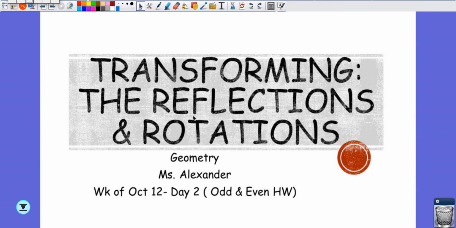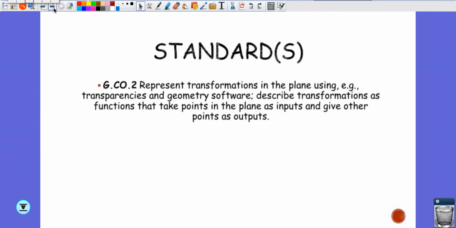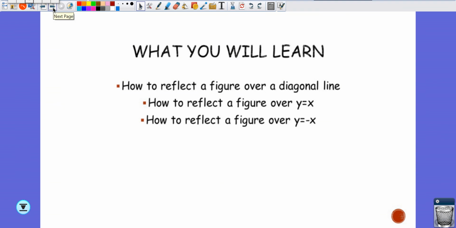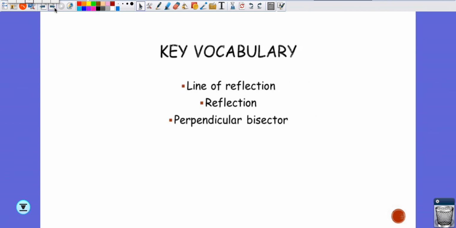Alright guys, so we're going to talk about transformations, and we're really going to focus on reflections in this one, and then in the next video we'll talk more about rotations. So here we're going to talk about how to reflect over the line y equals x and y equals negative x. And what we're doing is representing transformations in the plane. That's our standard. And what you're going to learn is how to reflect over a diagonal line, and that diagonal line is y equals x and y equals negative x.